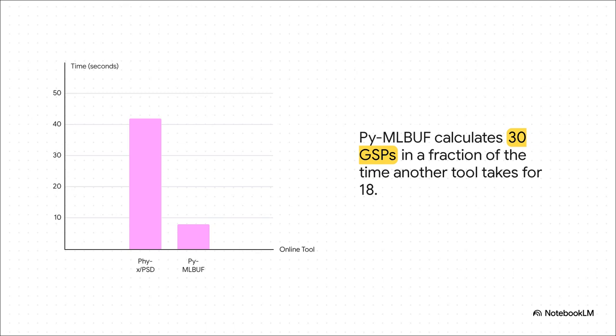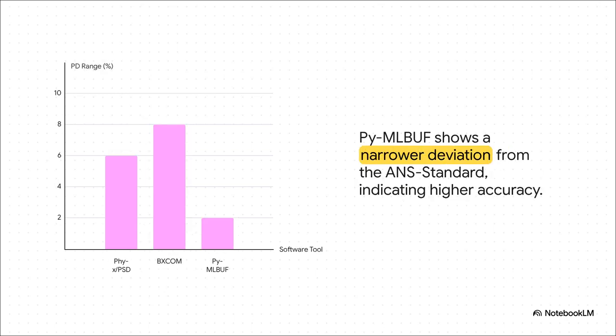Just look at this chart comparing it to another online tool, Phy-X plus DD. It's no contest. Phy-X plus DD took 42 seconds to analyze 18 parameters. Py-MLBUF delivered a more comprehensive analysis of 30 parameters in just 8 seconds. That is a tiny fraction of the time for almost double the work. And here's the kicker. It's not just faster, it's actually more accurate.